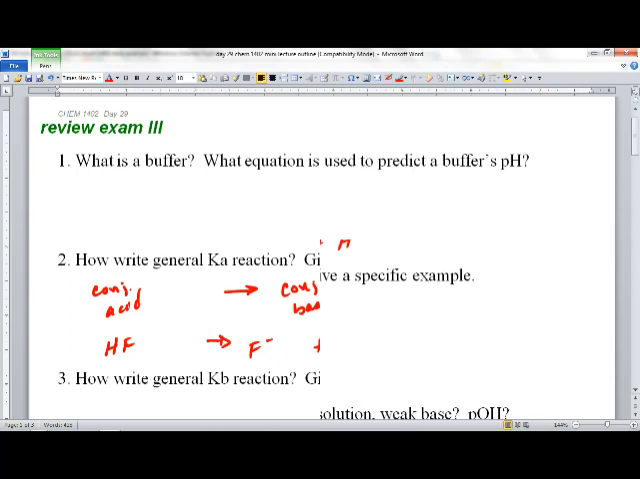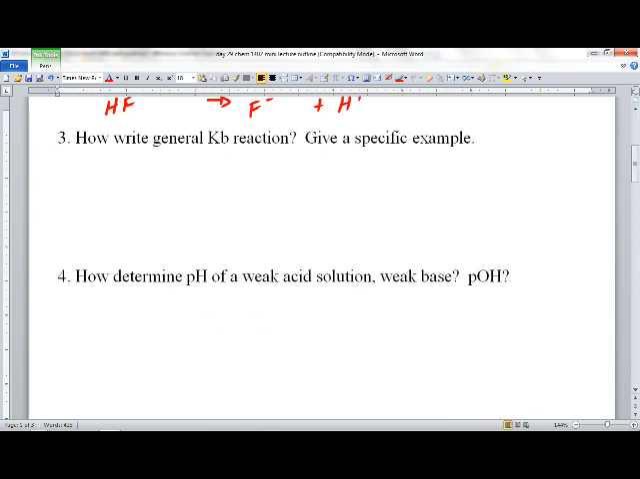How do you write a Kb reaction, and use the word conjugate in your answer? Conjugate base. Oh, you're close. You forgot something, though. Plus H2O. Okay, now keep going. Conjugate base plus H2O goes to conjugate acid plus OH negative. Right. That's how you write a Kb reaction.